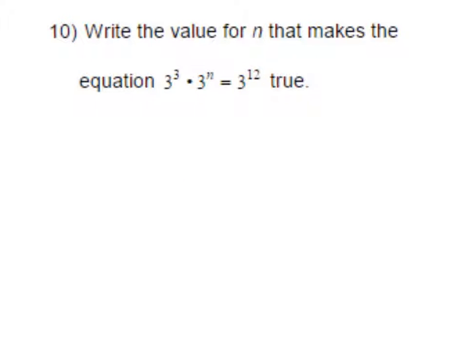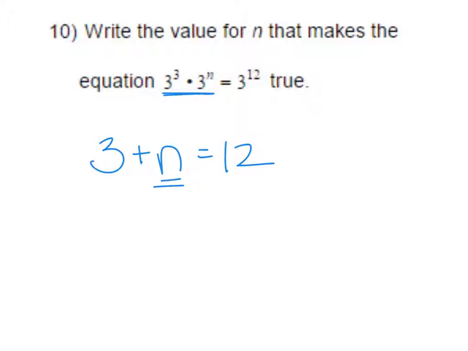Number 10, write the value for n that makes the equation 3 to the third power times 3 to the nth power equals 3 to the 12th power true. So when we're multiplying powers, remember, it's keep the base and add the exponents. So what I really need to do here is 3 plus n gives me that 12. I need to know what's n.